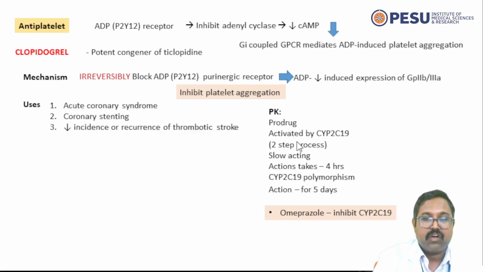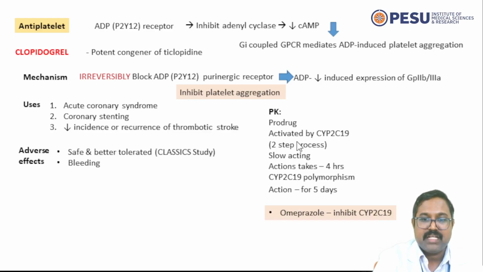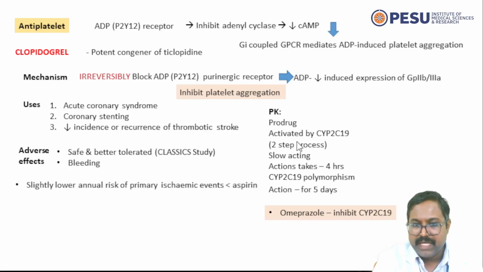So what are the uses of clopidogrel? It is used in acute coronary syndrome, in coronary stenting to decrease the incidence of thrombotic stroke. So what is the adverse effect? Although it is safe and better tolerated, always remember the adverse effect associated with any of the antiplatelet drugs will be bleeding.